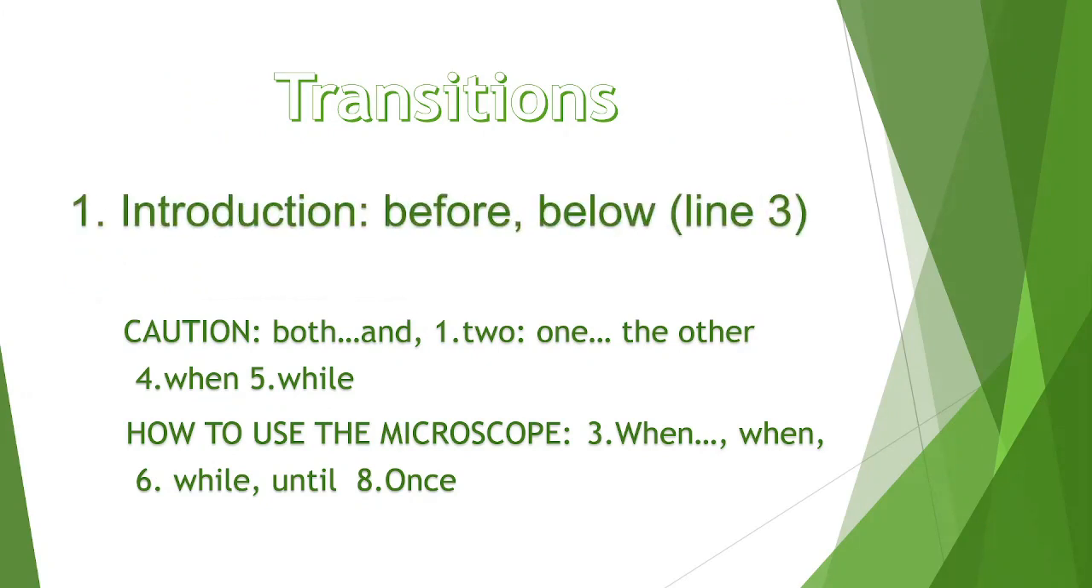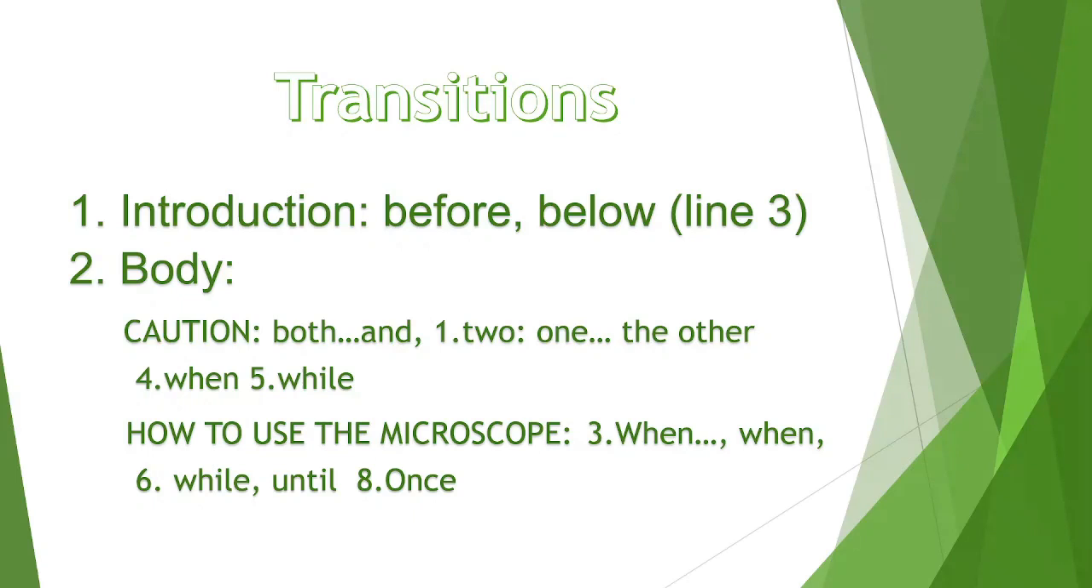Then let's look at transitions. So in the introduction, line 3, you see before and below. And in the body paragraph, in the caution section, you see both, and in caution 1, you see two, one, the other. In caution 4, you see the word when. And in caution 5, you see the word while. So these are all transitions.